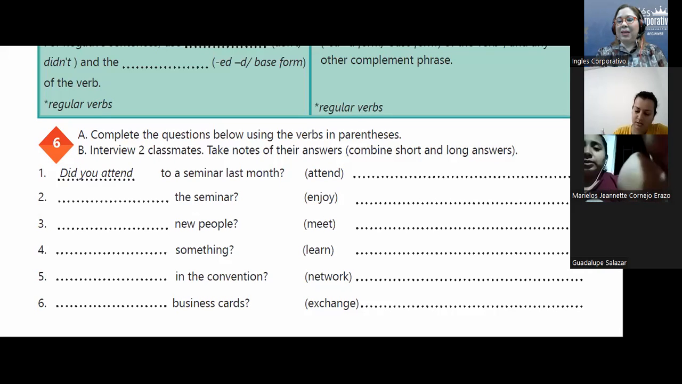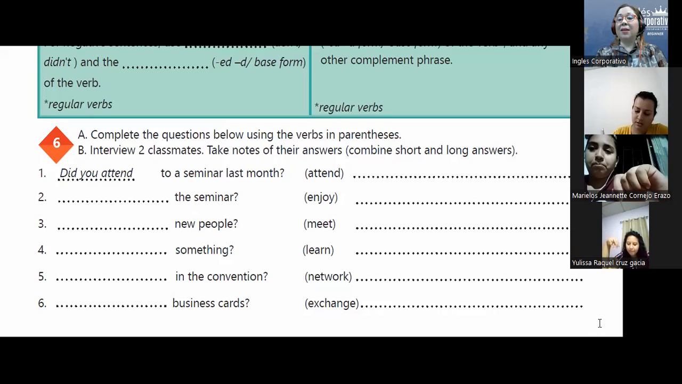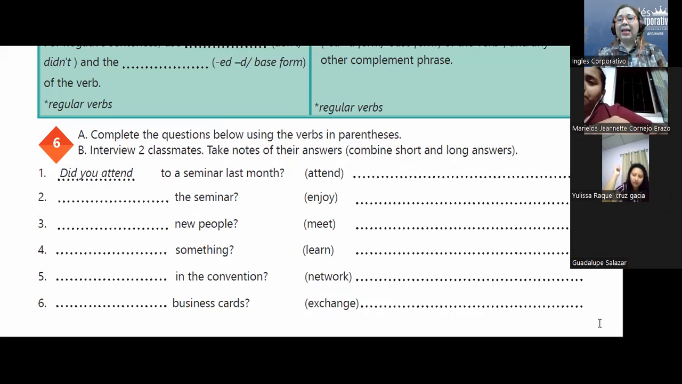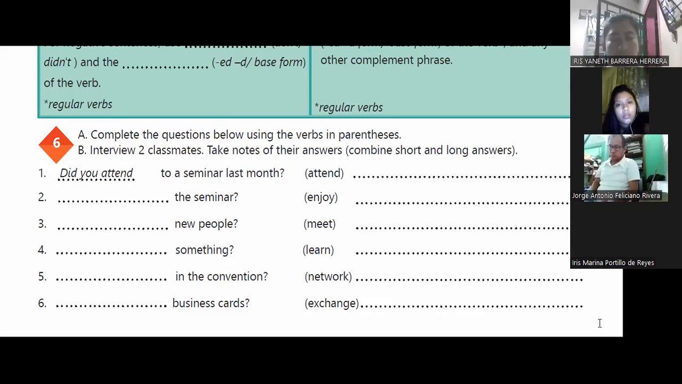Entonces, cuando sí, vamos a responder no solo sí, no le agregamos el did, ¿verdad? Correct. En la forma positiva, en la respuesta larga, usted no va a poner did, usted va a poner el verbo en tiempo pasado. Nosotros estábamos agregando el tiempo pasado, pero también el did. Es solo en la parte negativa que sí necesita didn't. Ok, gracias.